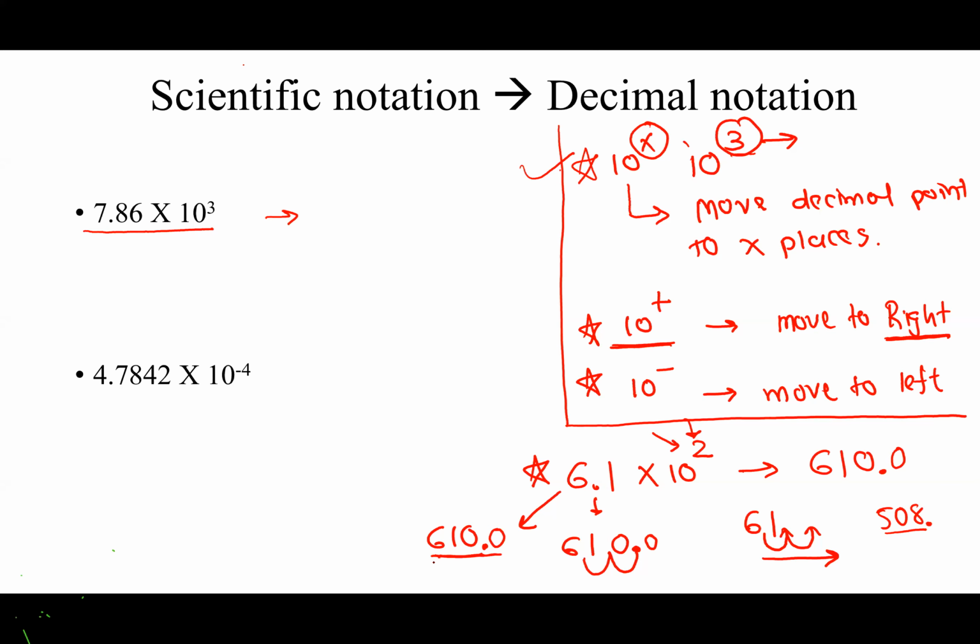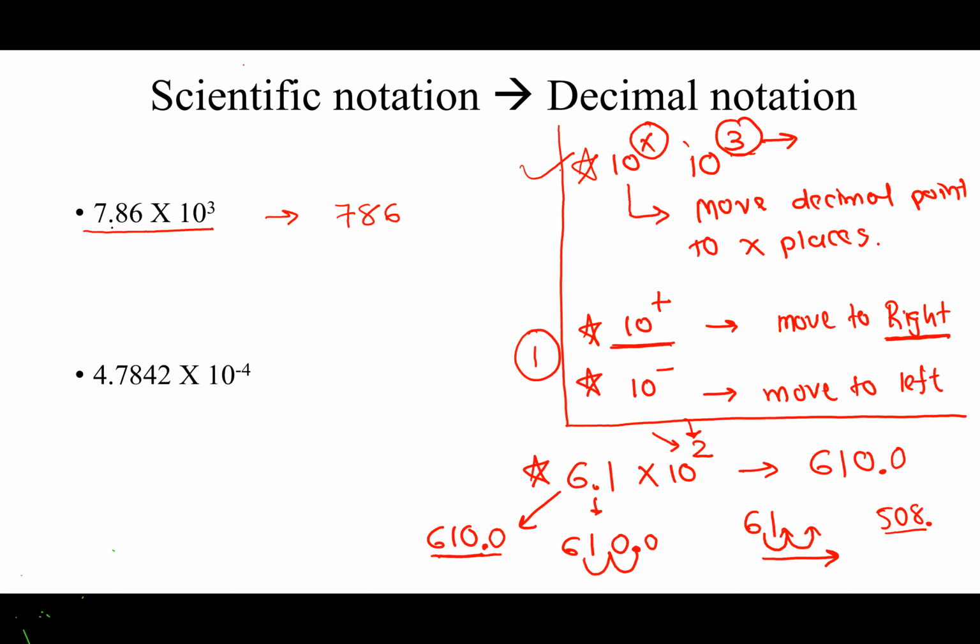Okay, thank you. No problem. So it would be 7860.0. Yep. So let's figure this out. To solve this problem, this is going to be our first step. We have to think about the sign. What sign do we have? We have a positive sign. It means we are moving the decimal place to the right. So we're going to write down 7, 8, 6.